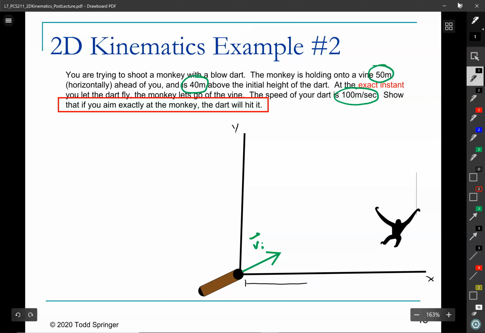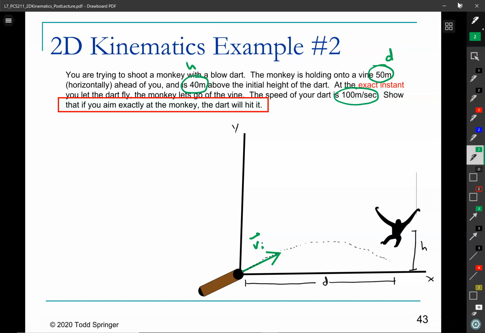So there's going to be the distance between the initial position of the dart and the monkey, let's call it d, and let's call the height here of the monkey h. So we know that the dart is going to be launched with this velocity. So it'll go up like this, but then it will curve down, right, because of gravity, and eventually it will be somewhere there when it reaches the position of the monkey. Now the question we want to ask is, after the dart has traveled a distance d, d is 50 meters, h is 40 meters, where is it vertically, and then where's the monkey at that time?